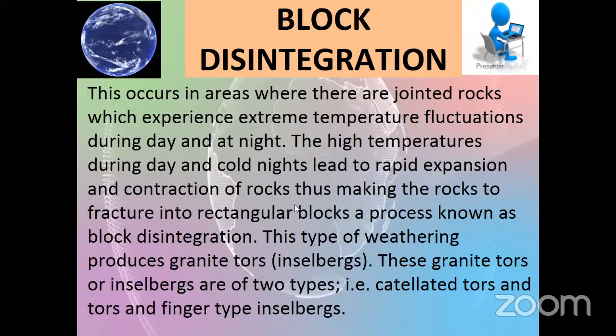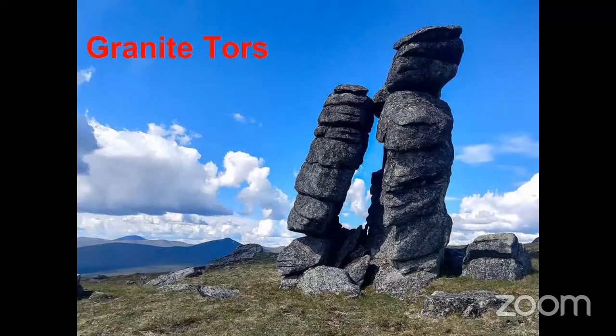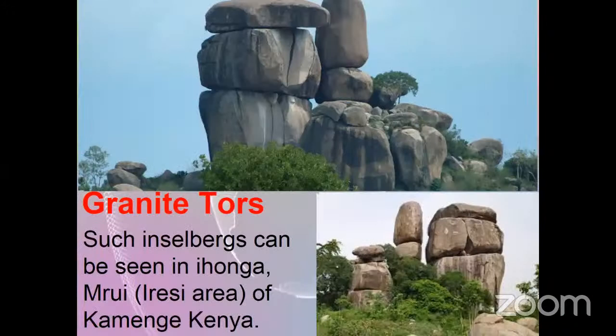Okay, thank you, Pamela. So here we are looking at block disintegration. It occurs in areas where the jointed rocks experience extreme temperature fluctuations. That means that it is hot during the day, then cold during the night. So when this happens, we shall have such features produced. So here is an example of the granitic tors. These are more examples. Examples of such, some of them in East Africa, can be seen in the Kakamega area in Kenya. That's why you can see such granitic tors in East Africa.